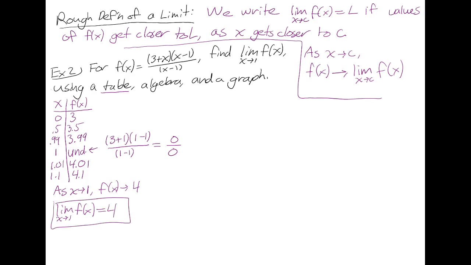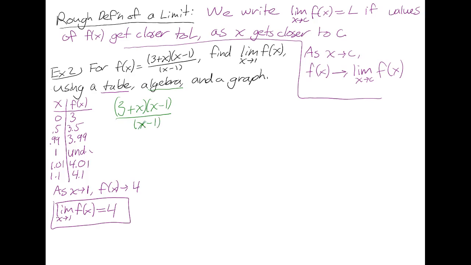All right, how about using algebra? Let's do that in green. Using algebra means just using rules about how to manipulate the symbols here. What do you know about this function? And simplify it if you can. That's what we're going to try to do. So what I'm going to do is look at this and say 3 plus x times x minus 1 over x minus 1.